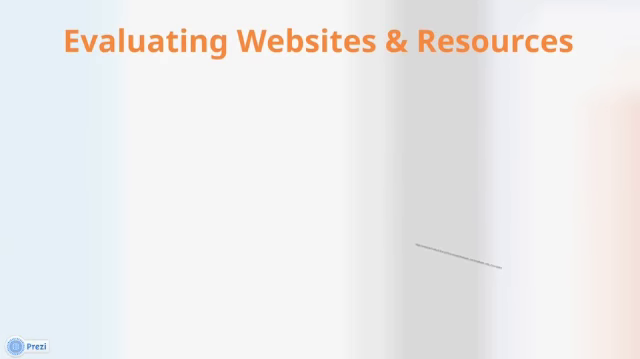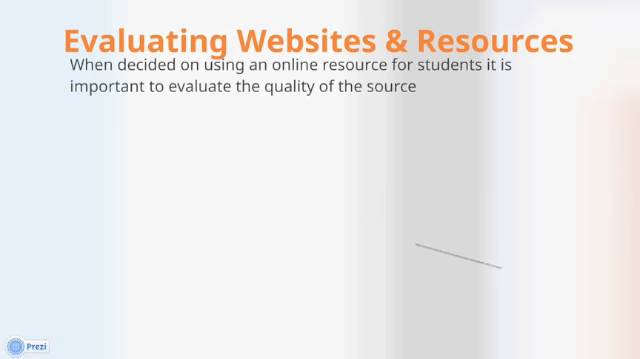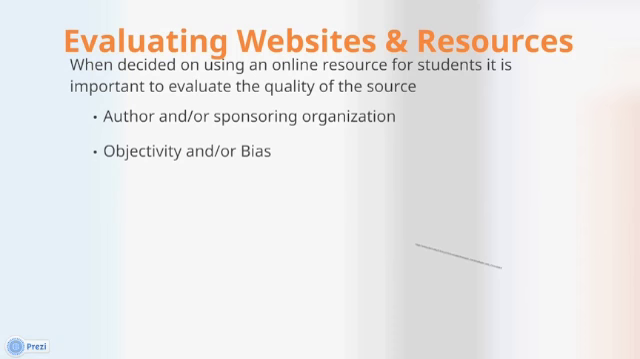Now, when it comes to evaluating websites and resources, it's important to think about some things to evaluate the quality of the source. Think about the author or the sponsoring organization. Think about the objectivity and bias. That's always important for us as teachers. And also think about the accuracy and whether it's a current topic.